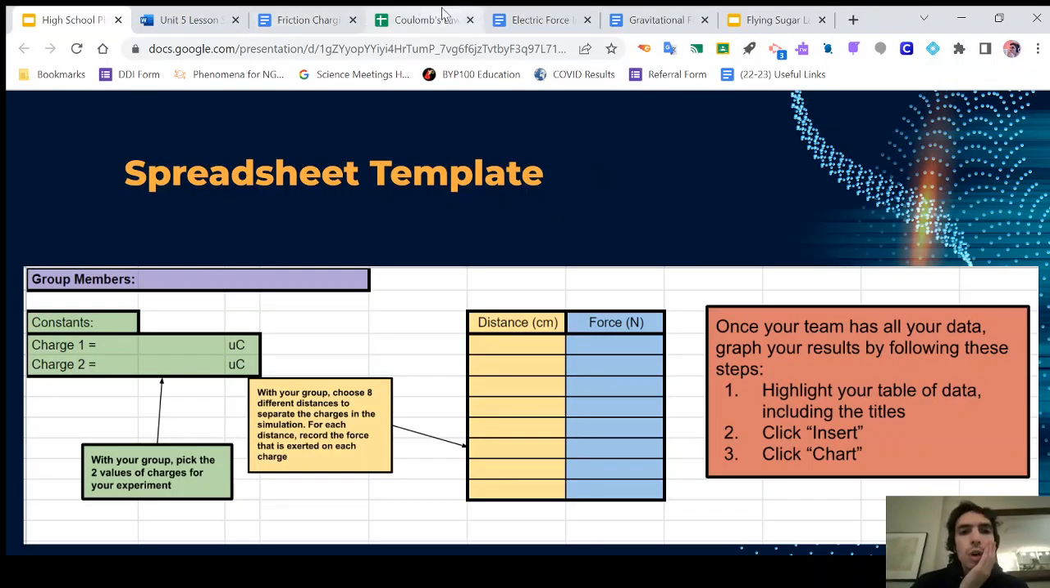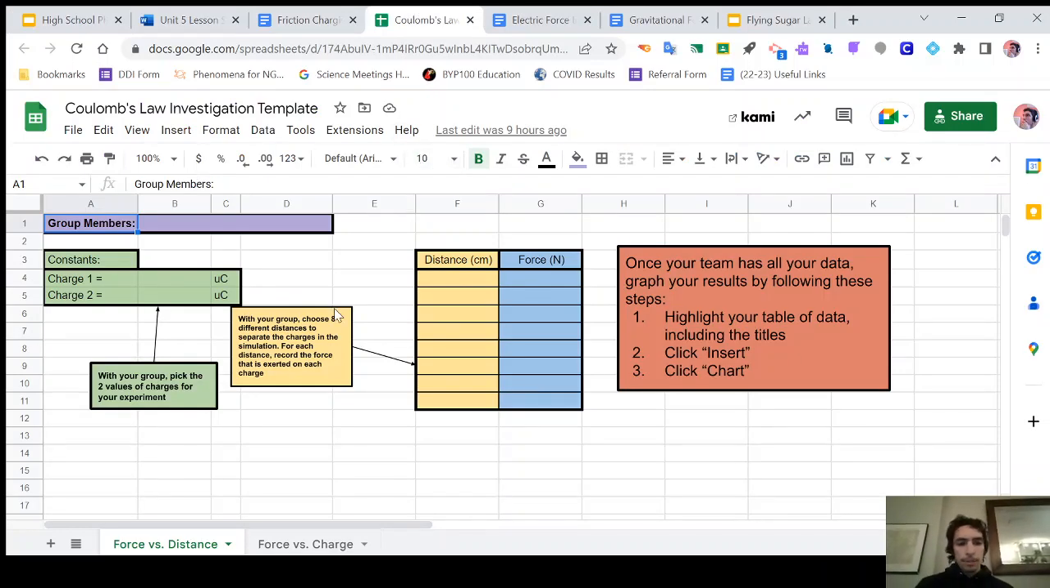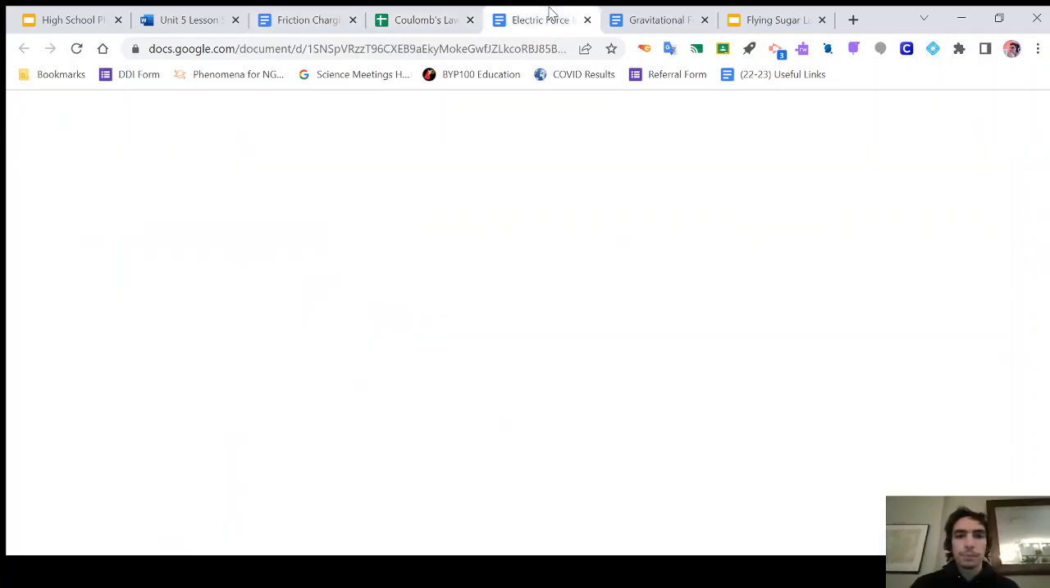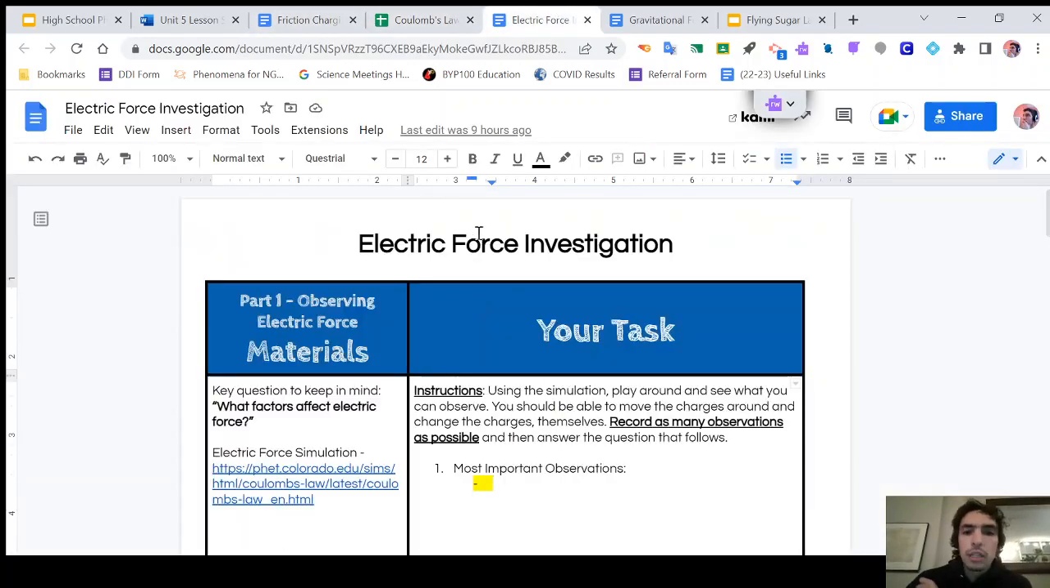And so for Coulomb's law, I have a spreadsheet that just looks like this. There's a space to write their group members' names. And then the rest of this, you'll notice I color-coded things to make it as clear as possible to students, although they find ways sometimes to miss things, but that's a different story. But here we have their constants that they need to set, and for context, this goes along with an investigation that looks like this, which is also in our Google Drive folder.